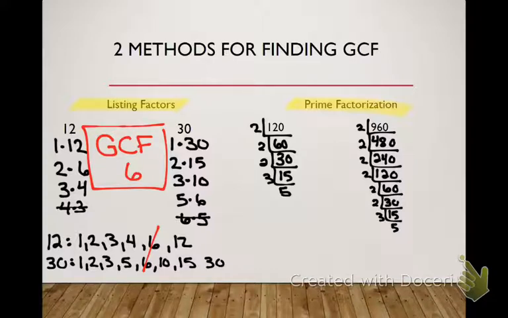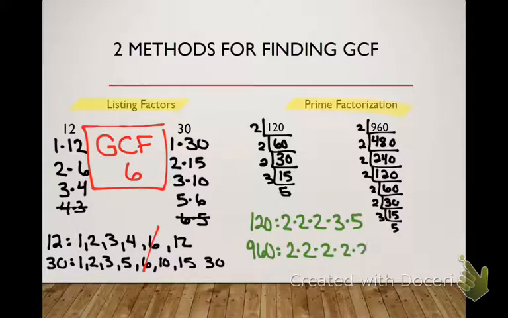All right, now that I have done my prime factorization, I want to list my prime factors. 2 times 2 times 2 times 3 times 5. And for 960, I've got 6 2's: 1, 2, 3, 4, 5, 6, a 3, and a 5. All right, so now do y'all remember what I do next? Yes, I group them. And I do that by drawing a line through each pair of common prime factors.